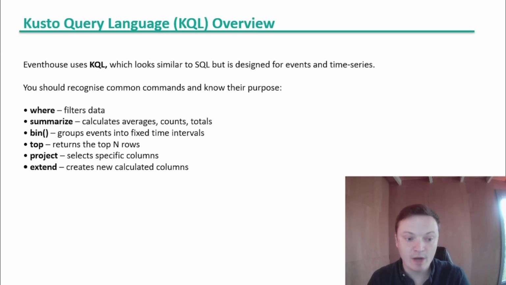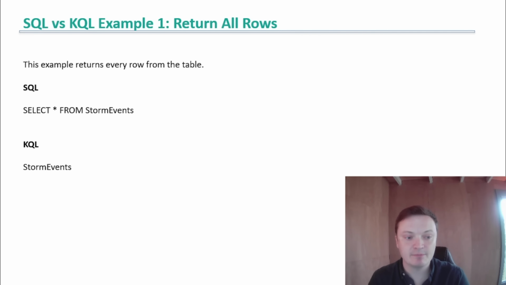For example: where, which filters data; summarize, which calculates averages, counts, and totals; bin, which groups events into fixed time intervals; top, which returns the top n rows, the top number of rows; project, which selects specific columns; and extend, which creates new calculated columns. So I'll go over a few examples.